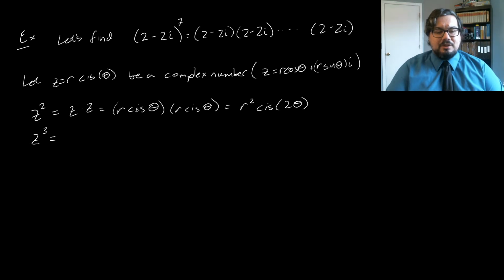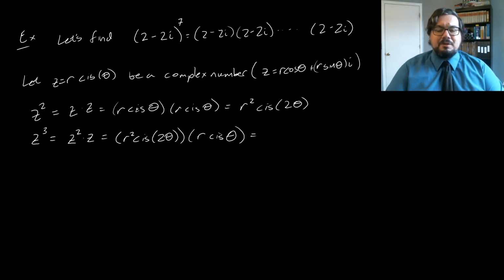Let's look at z cubed. z cubed is z squared times z. z squared we worked out before. That's r squared cis of 2 theta times r cis theta.